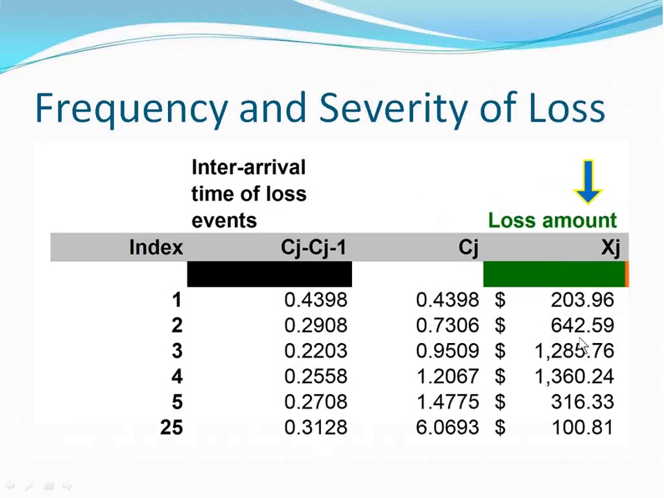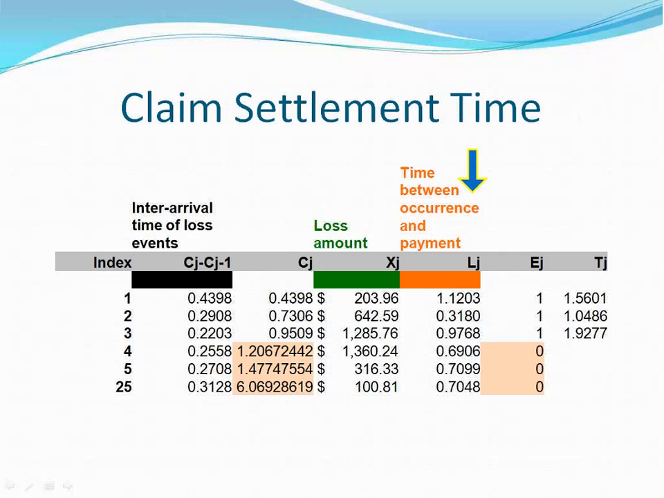Loss amounts are obtained using the Pareto distribution. The time between occurrence and payment comes from the Weibull distribution. Now, if the loss event date exceeds 1 year, then those particular events are not covered events, and so the indicator variable over here is equal to 0. These are the covered events.